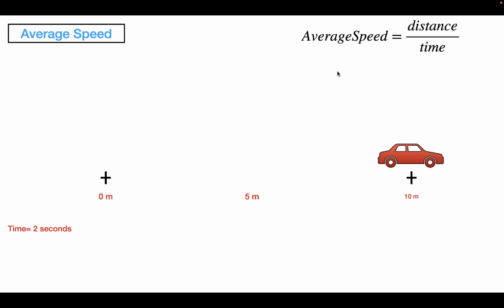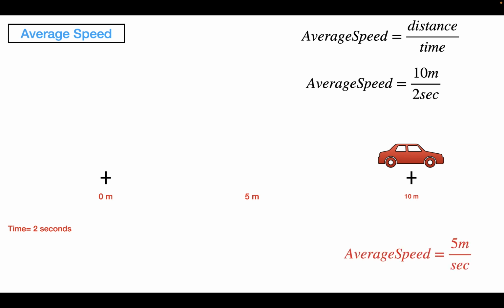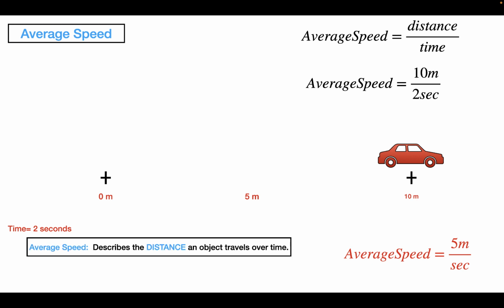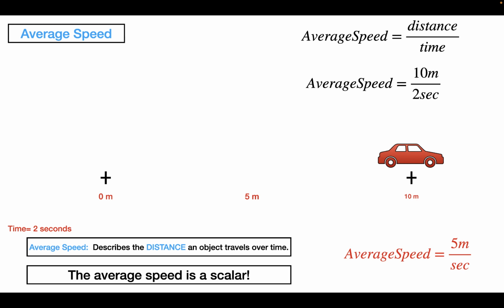Well, the average speed is equal to the distance the object traveled over time. The distance that this car traveled was 10 meters, and it did so over the course of 2 seconds. So therefore, the average speed is equal to 5 meters per second. So the average speed describes the distance an object travels over time, and the average speed is a scalar quantity.